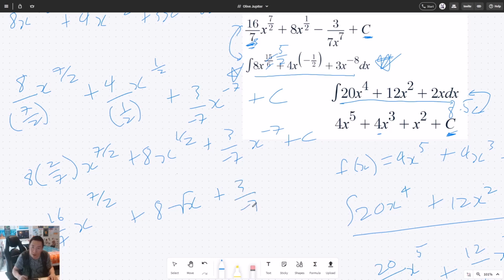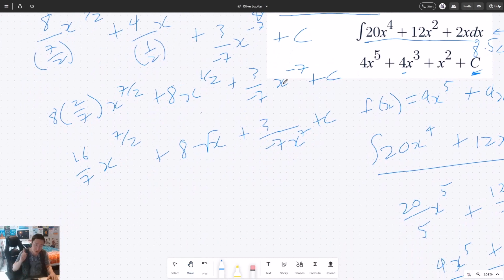3 over negative 7 times x to the power of 7, right? Because if you have a negative exponent, it goes to the bottom, into the denominator. So we have plus 3 over negative 7 times x to the power of 7. That's how we do this, guys. That's how I would do it.